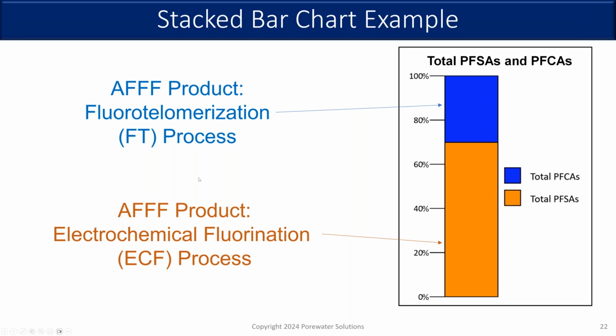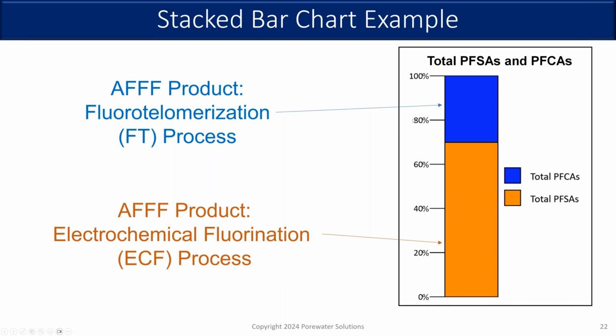So just to let you know, the orange represents total sulfonates. And remember, sulfonates are associated with the ECF AFFF product. And the blue is total carboxylates. Those are typically associated, at least the high concentrations, with the FT process used to make AFFF products. So the blue is the FT products, the orange is the ECF.